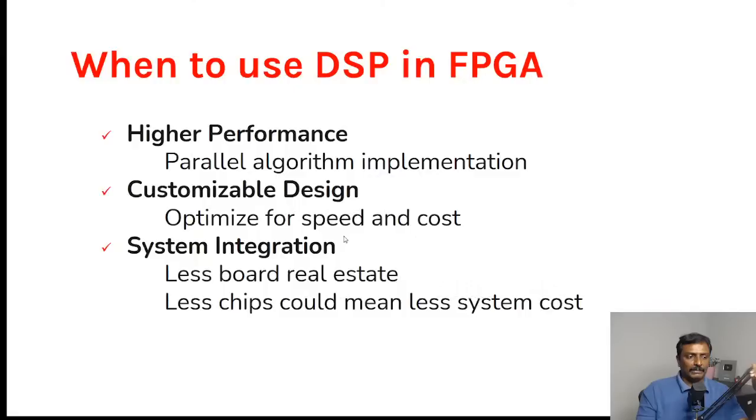Coming to when to use a DSP or FPGA: whenever you need higher performance, whenever you want to implement a parallel algorithm, whenever you want to customize for speed and cost, or whenever you want to reduce the number of chipsets. I will show you one example on the next slide. If you want to reduce the number of chips in an embedded system design, you could go with FPGA.